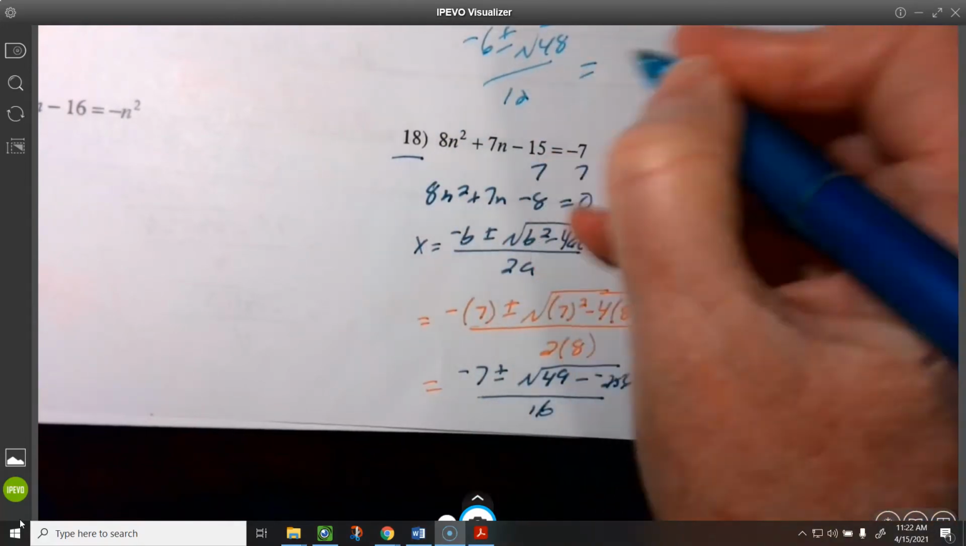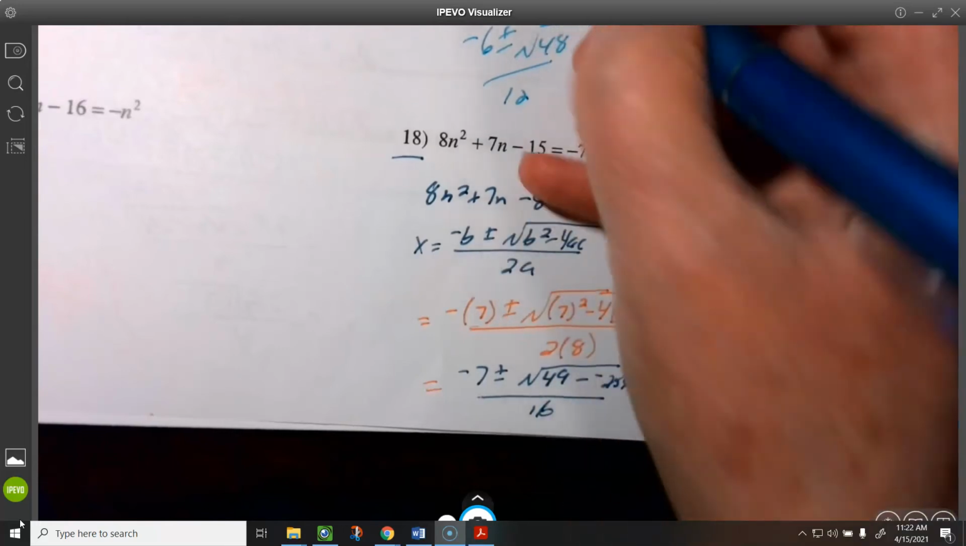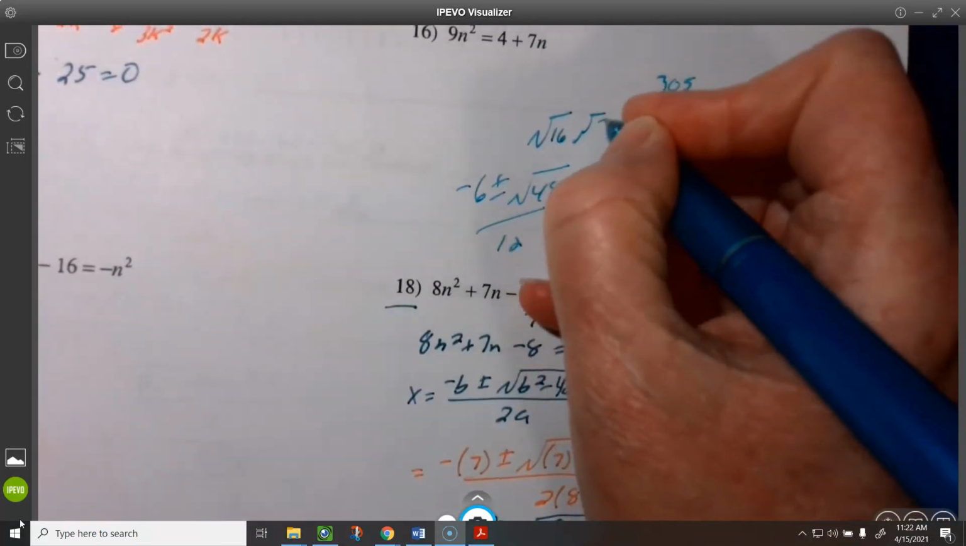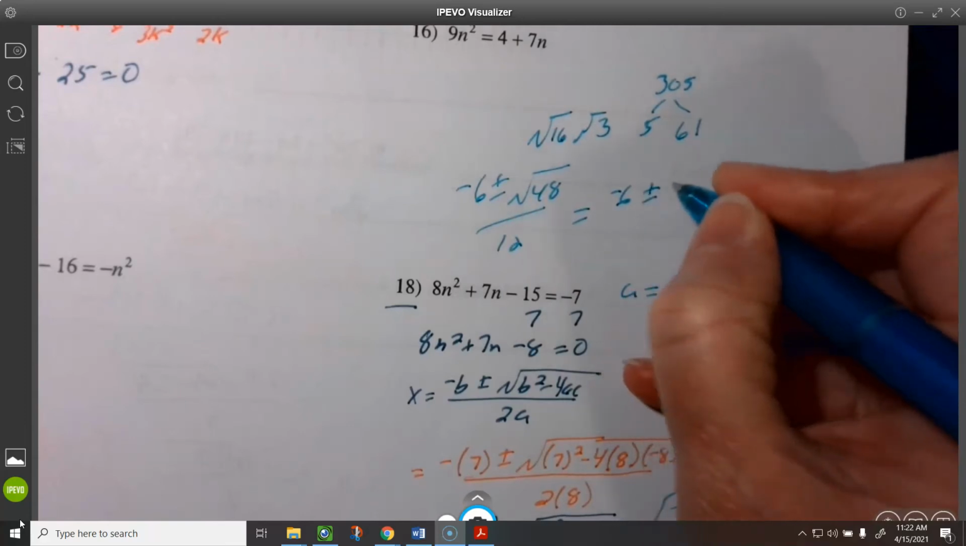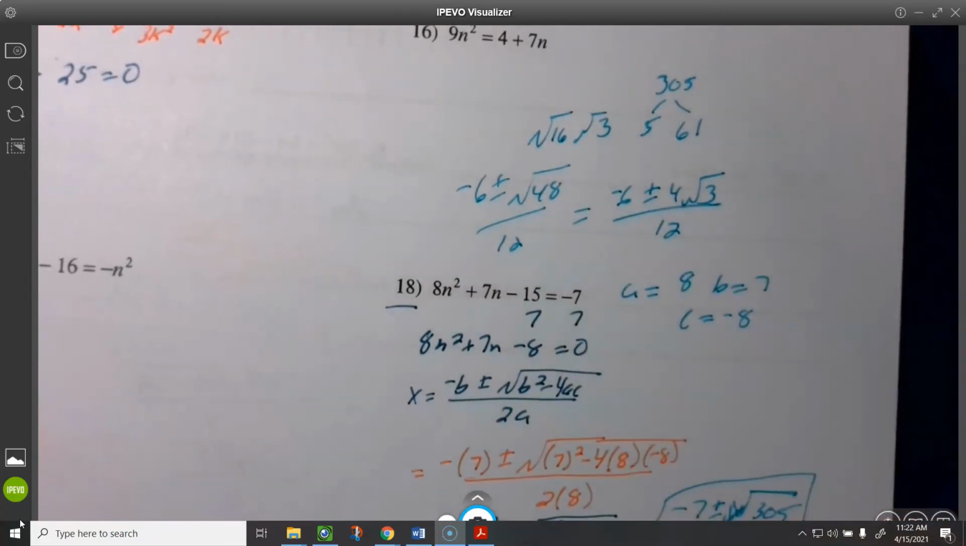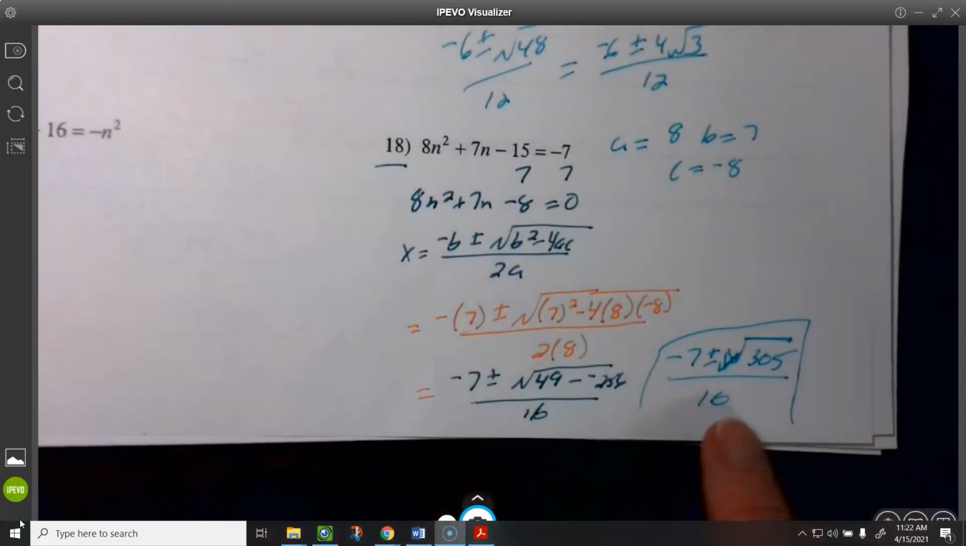Well, this can be reduced. 48 breaks into 16 and 3. So this would be negative 6 plus or minus 4 square root 3 all over 12. If we have some time later on, we'll do some like that. So not right now. Don't worry about it. If they don't work out, we'll be okay.